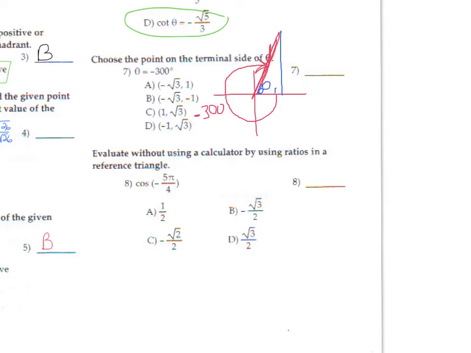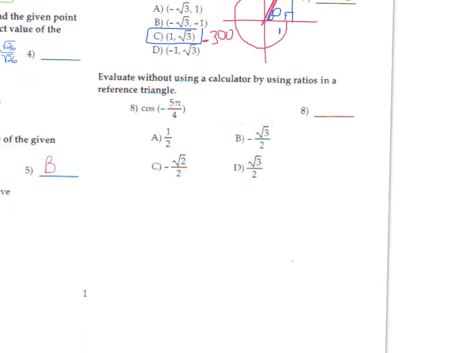So this is 60 degrees. And the opposite to the 60 degrees is square root of 3. The adjacent is 1. The hypotenuse is 2. So what would be the point? The coordinates of the point, well, the x is 1 and the y is the square root of 3. So the coordinates of that point would be (1, square root of 3), which is C.